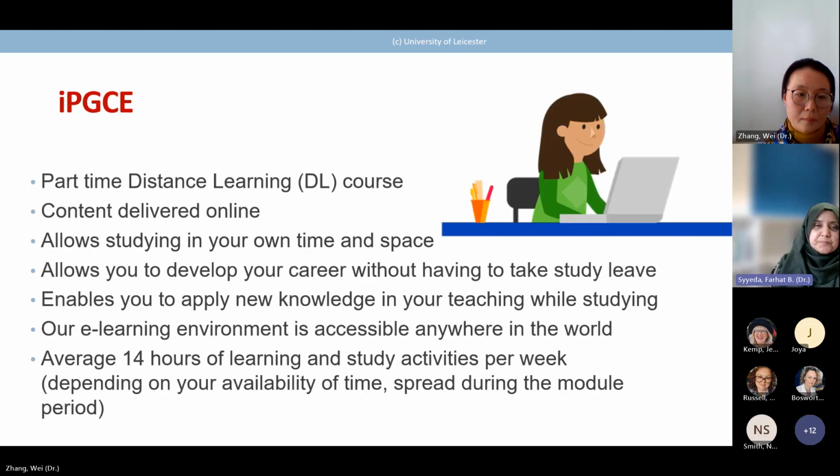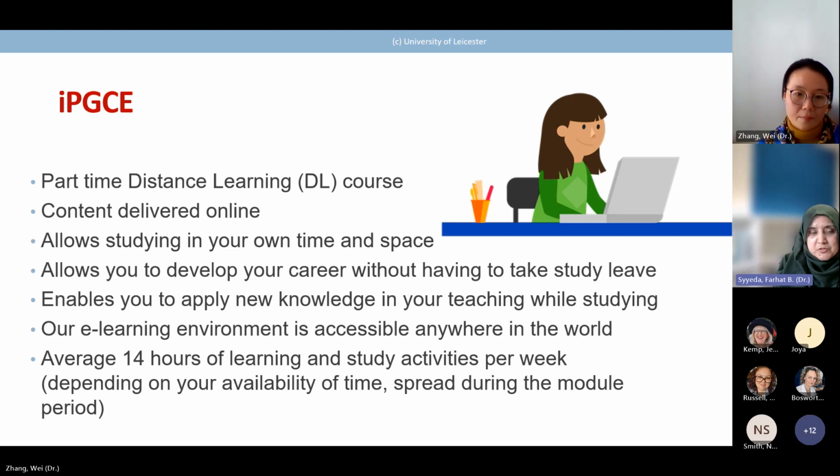Next slide, please. As I said, it's a part-time distance learning program, and all the content is delivered online. This allows the teachers to study in their own time and space. You can organize whether you want to study over the weekend, or you allocate a couple of hours every day. It's up to the students. They can plan their own timetable.